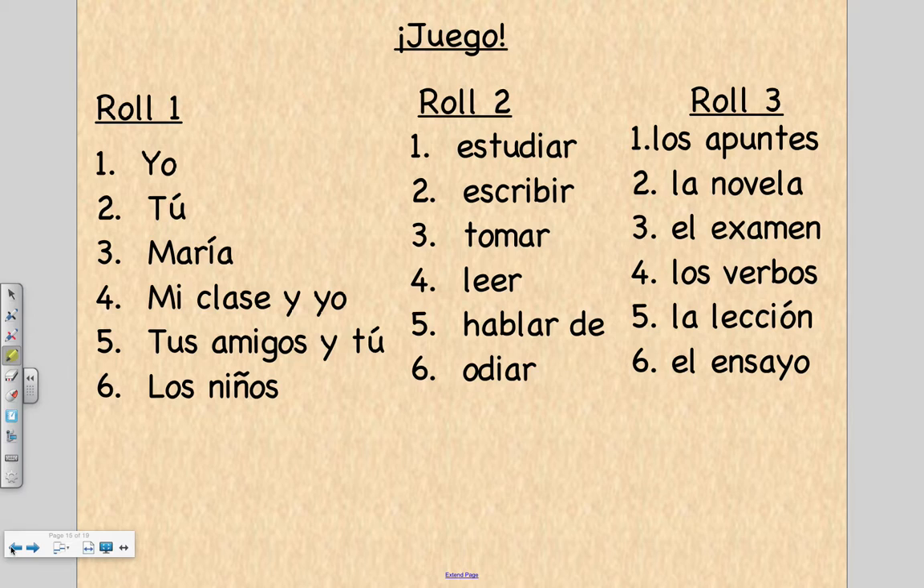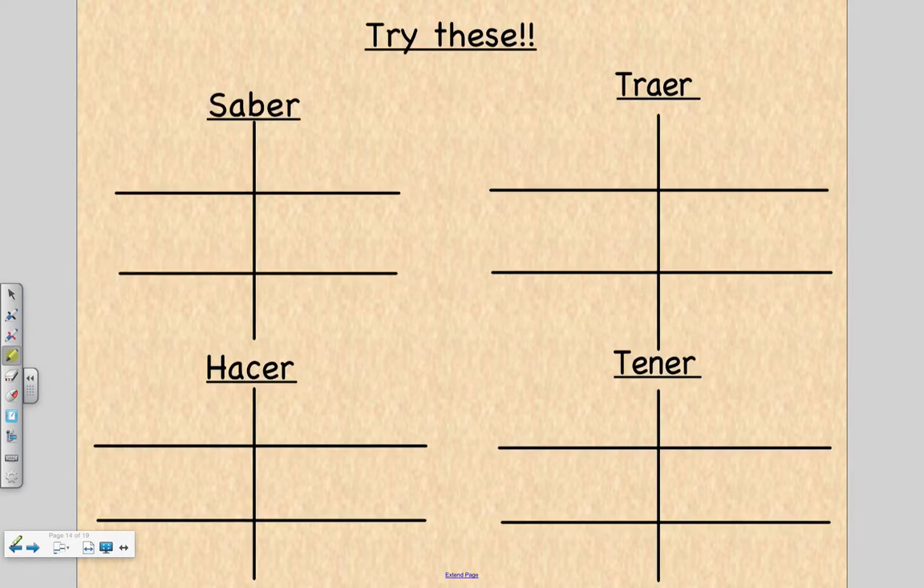We're not going to play that game because we're not in class and this is a video and the video cannot play games with you. So, that's the end of our notes on the preterite tense.